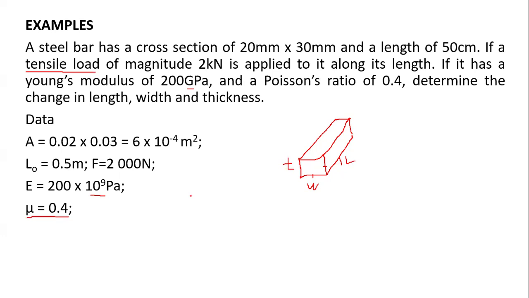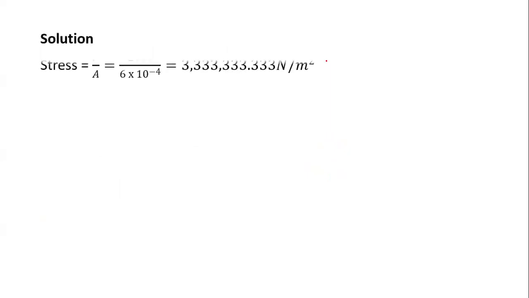So where are we starting from? Of course, the width, like we had said, that's the first part. Then the thickness is this one. And of course, the length is 0.5. First things first, let's find the stress. The direct stress is force over area. So the force was 2,000 newtons. The area was 6 by 10 power negative 4.